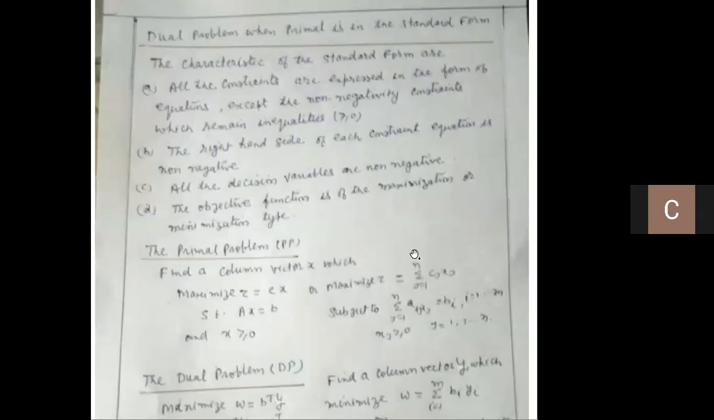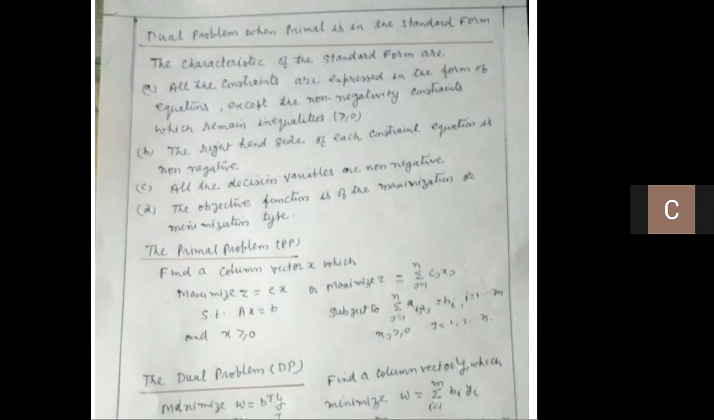Dual problem when the primal is in the standard form. The characteristics of the standard form are: A. All the constraints are expressed in the form of equations except the non-negativity constraints which remain inequalities. B. The right hand side of each constraint equation is non-negative. C. All the decision variables are non-negative. D. The objective function is of the maximization or minimization type.